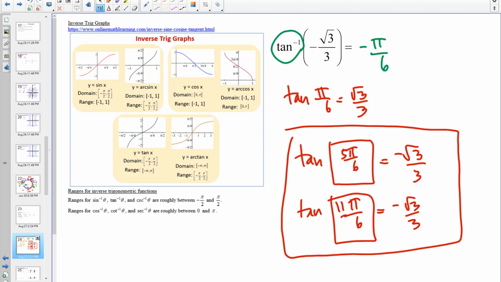If you're ever asked for the inverse sine, inverse tangent, or inverse cosecant, they all vary between negative pi over 2 and pi over 2. And if you're ever asked for the inverse cosine, inverse cotangent, inverse secant, then you have to give an answer between 0 and pi.